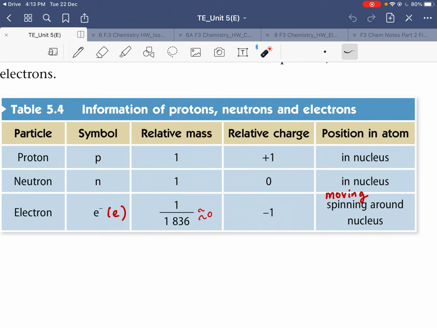Next, relative mass. Again, just relative, comparing themselves. Proton and neutron, comparing within themselves, have around the same mass, so 1. But for electron, we don't count the mass of electron because it's too small, roughly 0. We count it as 0.